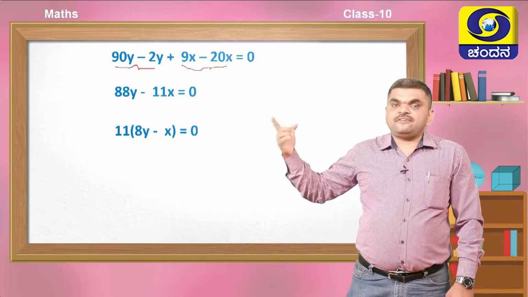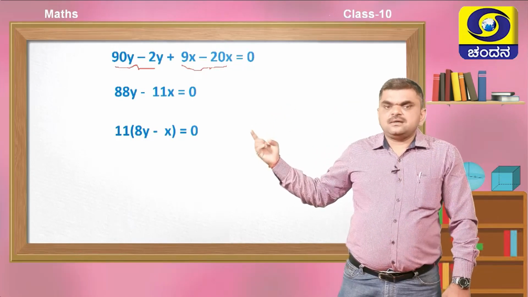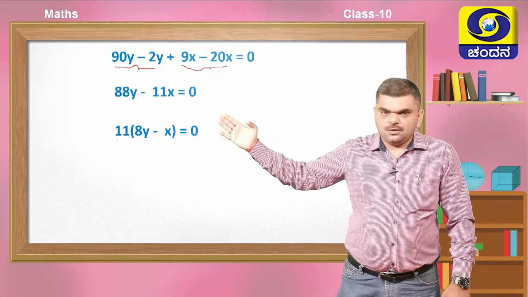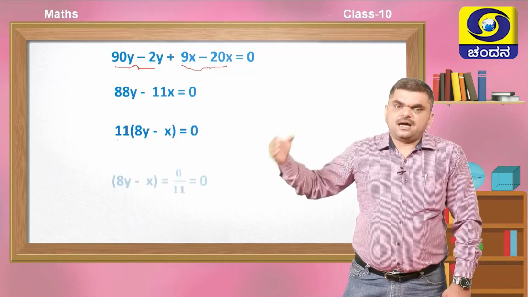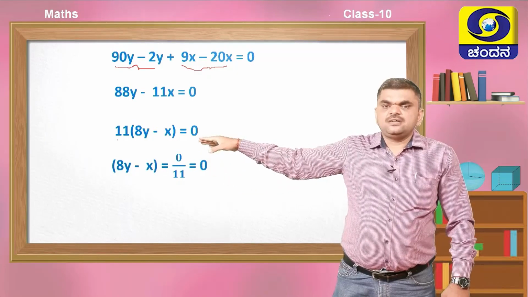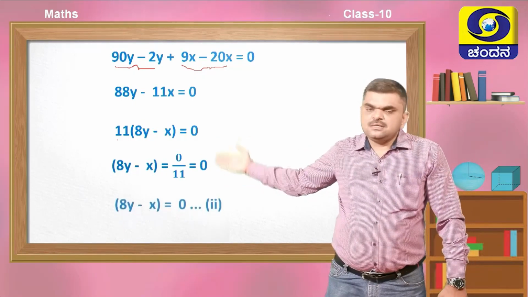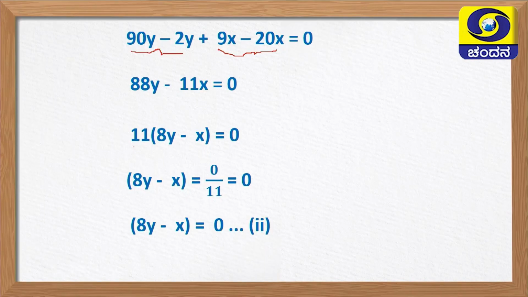I will take 11 as common factor, that is 11 into 8y minus x is equal to 0. On simplification I will send this 11 to the right side. So, it becomes 8y minus x is equal to 0 by 11, that is equal to 0. We know if we divide 0 by anything we get the value 0 only. So, we get equation number 2 as 8y minus x is equal to 0.